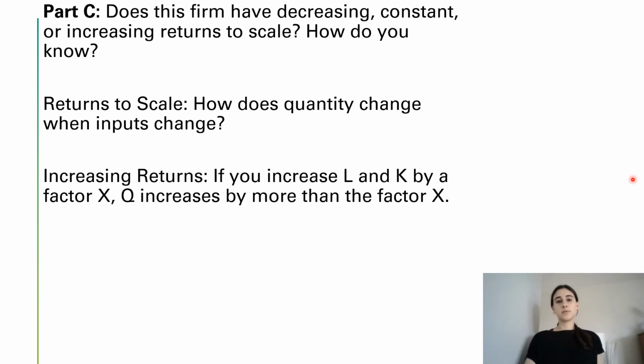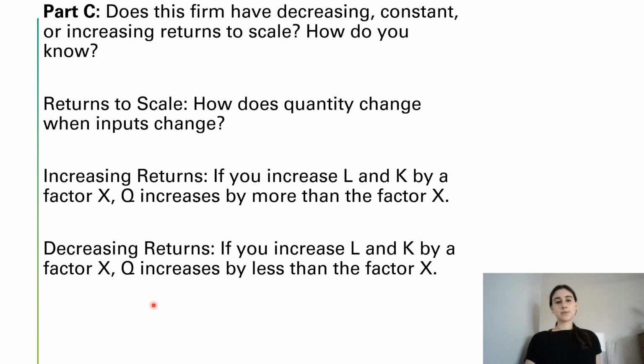For example, if we have increasing returns, changing inputs by one factor will result in a quantity change that has shifted by more than one factor. In other words, if you increase the factors labor and capital by a value x, quantity will increase by more than the value x.